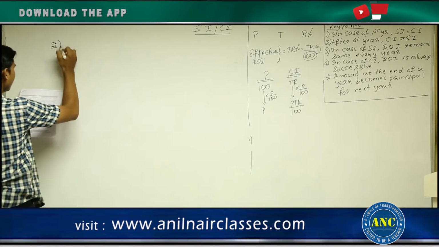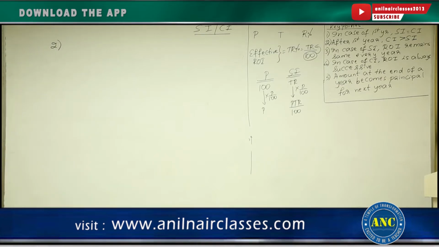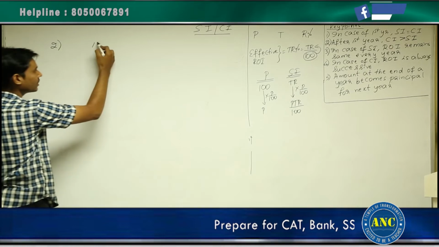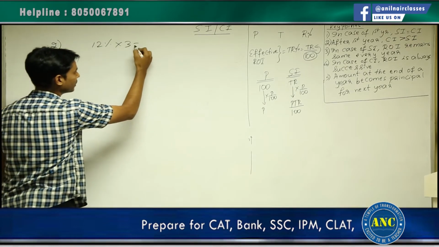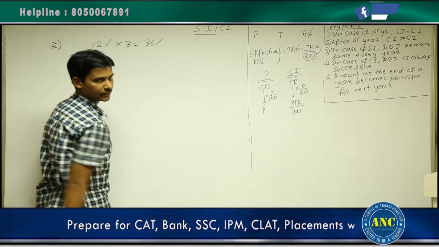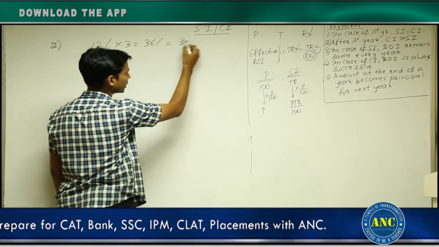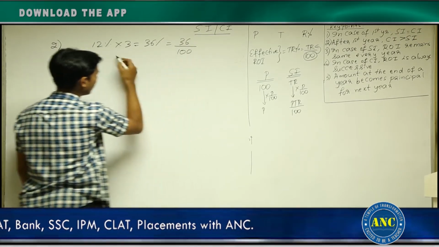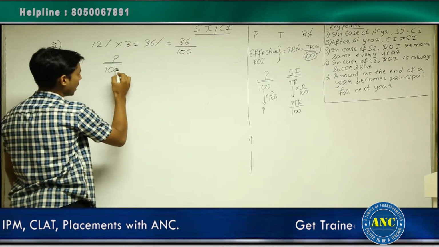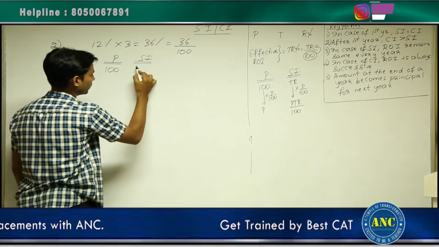What are they telling? He is taking 12% rate of interest per annum for 3 years. What is the effective rate of interest? 12% into 3. It is 36%. 36% means 36 by 100. That means if I have taken 100 rupees from you, I will give you an extra amount of 36 rupees.